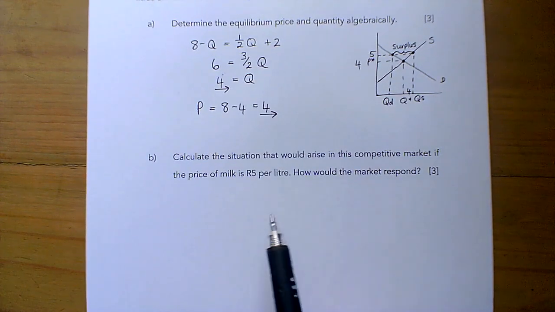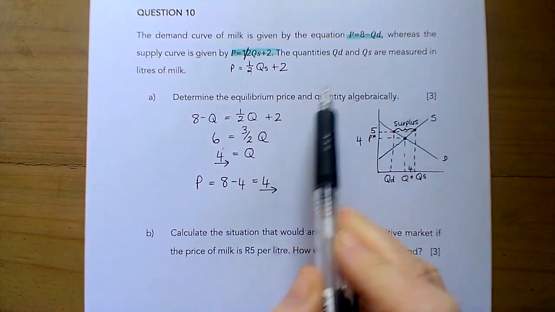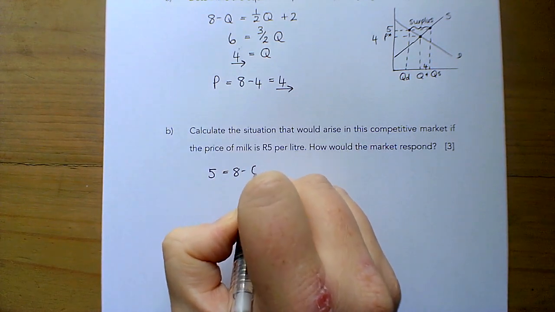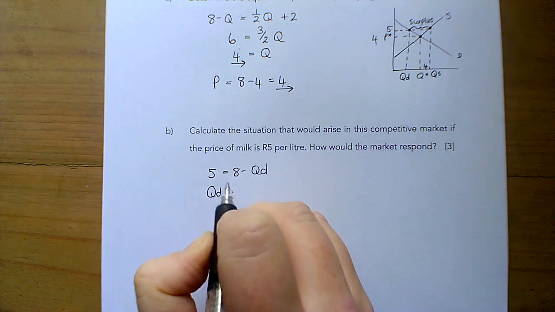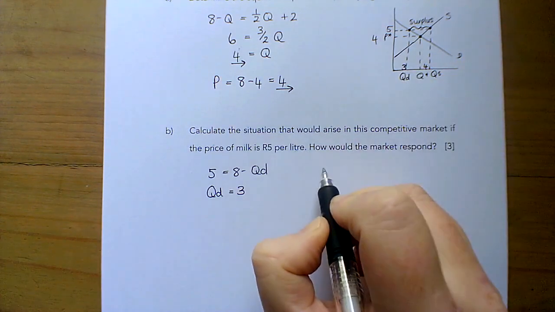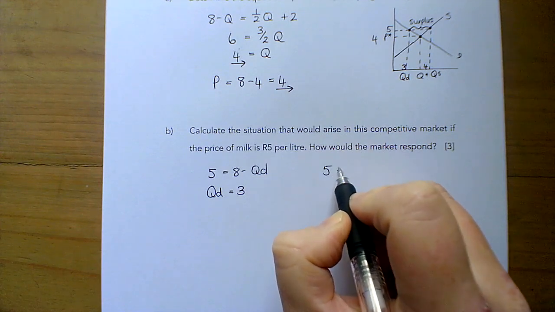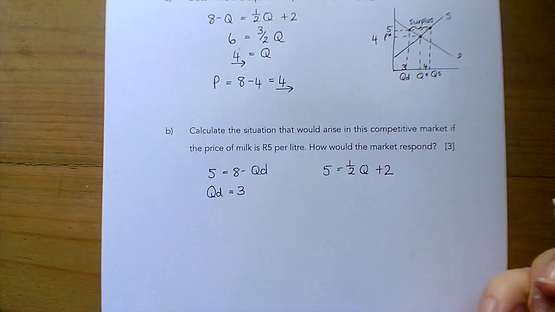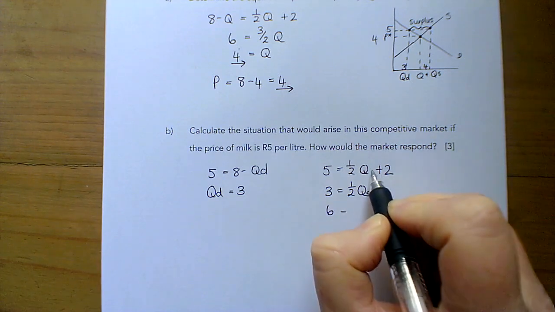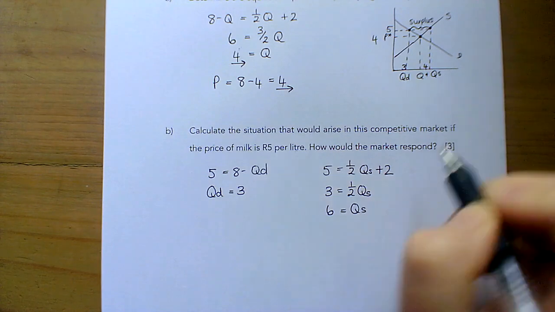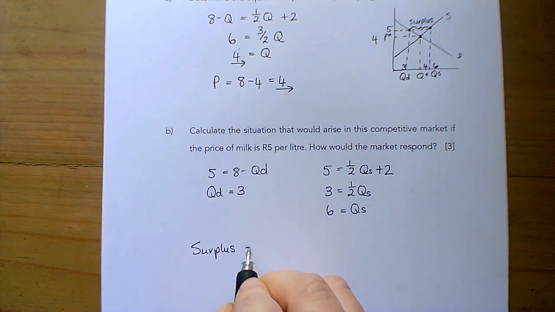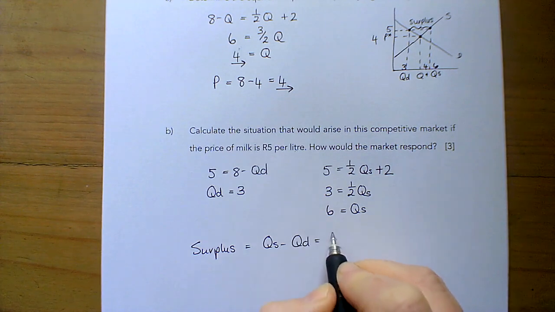So we prove this by subbing 5 into our two equations. For demand, 5 is equal to 8 minus QD, and that means that the quantity demanded at a price of 5 is 3. So this value here is 3. For supply, 5 is equal to half q plus 2, and so 3 is equal to a half q, and so the quantity supplied equals 6. So this is 6. And that means that there is a surplus of 3.